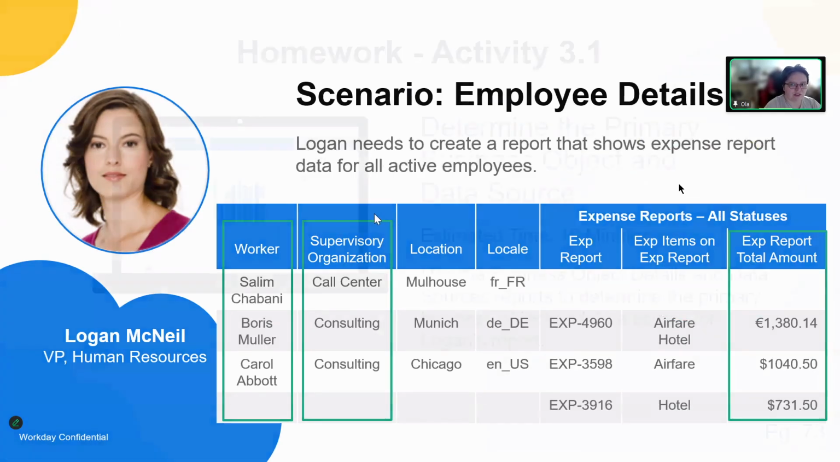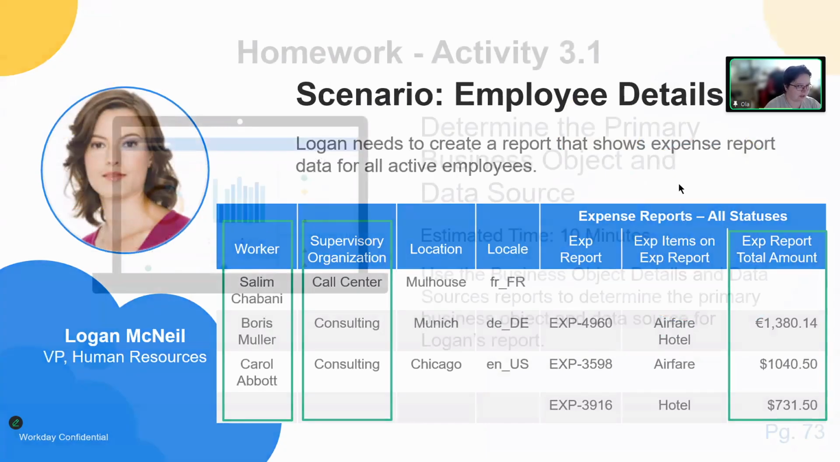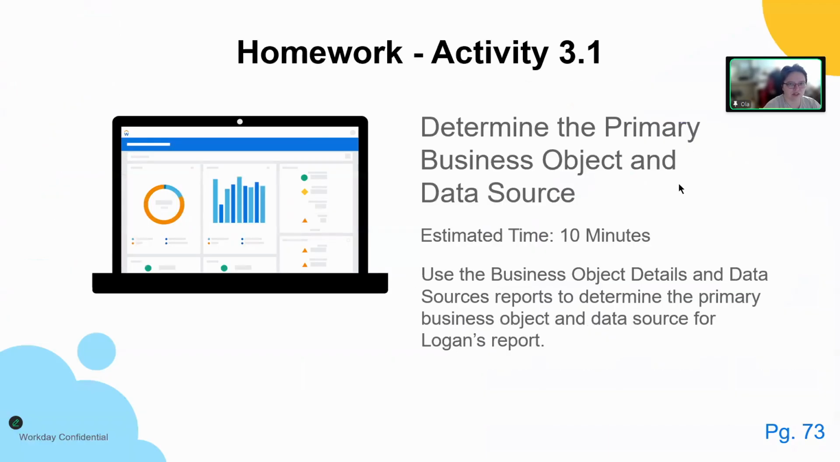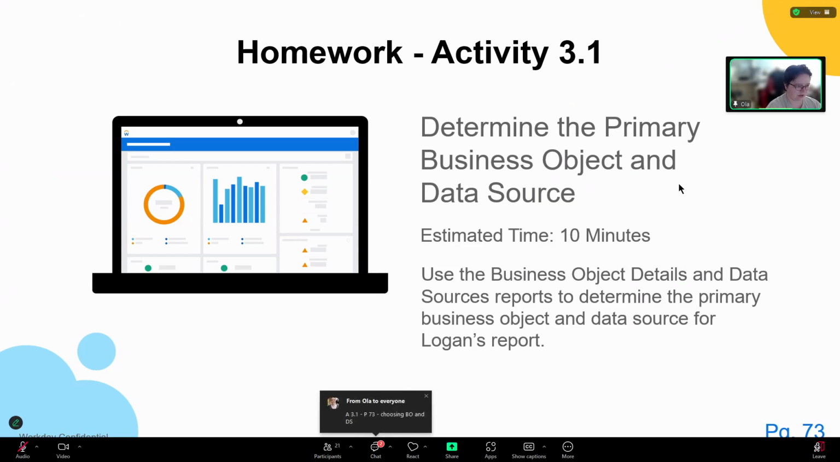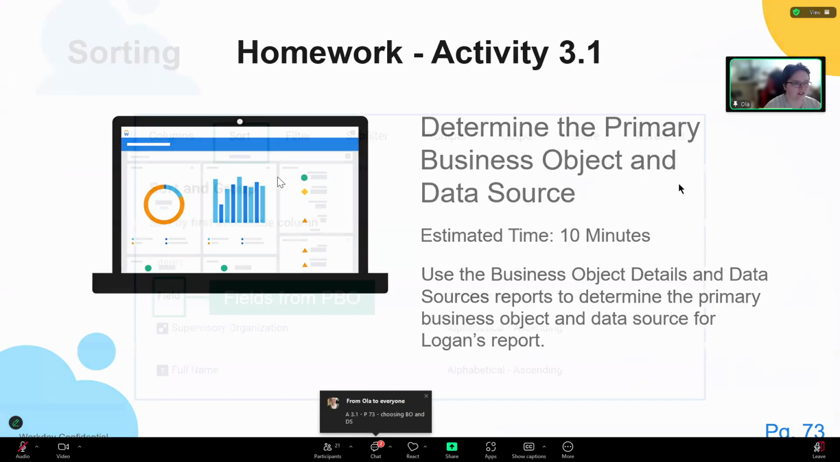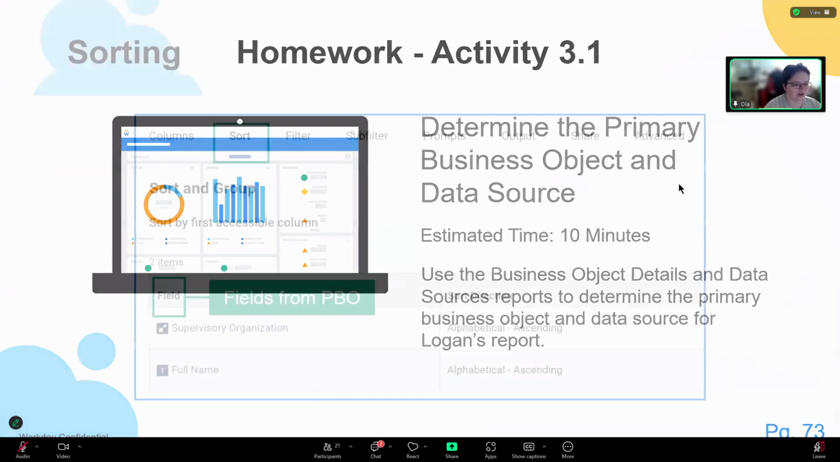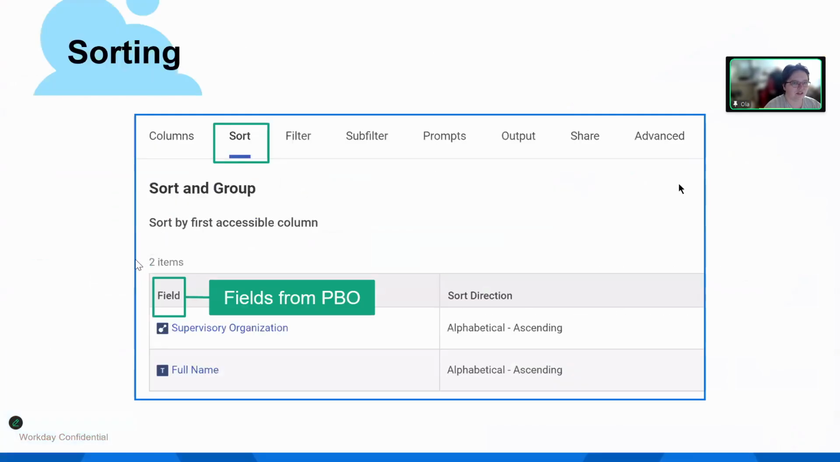How are we going to achieve it? Well, first things first, like any other custom report, you need to do research. I'm going to refer to your homework again, because we're not going to be doing 3 times the same thing in our class. This is activity 3.1 on page 73. And this is choosing business object and data source. Okay, so we're gonna skip that, but Logan has already chosen her data source. She already knows what to do. She already knows how to put the columns in.